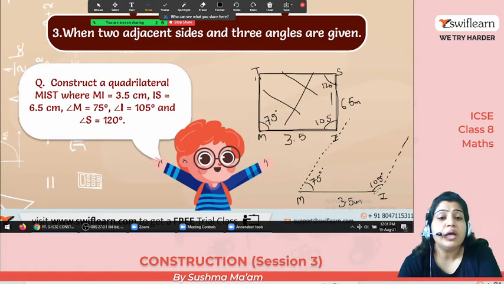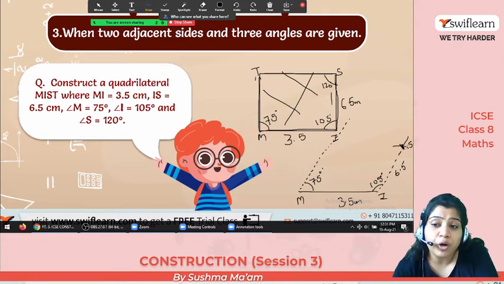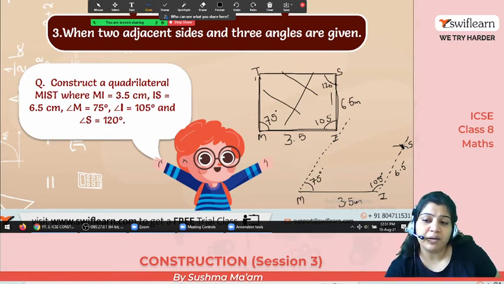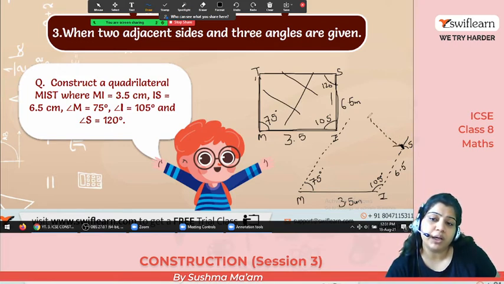Now the next, from IS, with I as a center, you cut an arc of 6.5 centimeter, and the point where this intersection comes is known as S. Now at S the angle measure is 120 degree. Now you can put your compass here, or you can use your protractor, and from here you are drawing the 120 degree angle. You are drawing this, that angle is 120 degree.